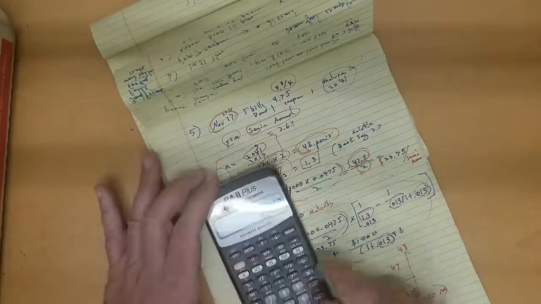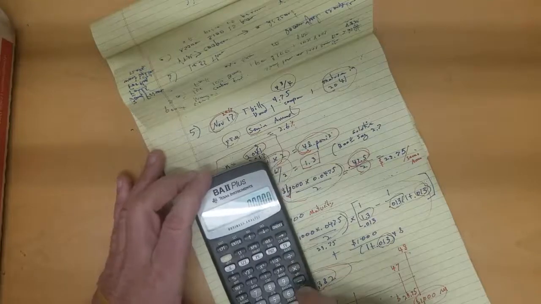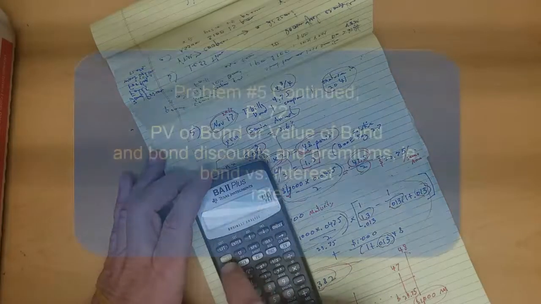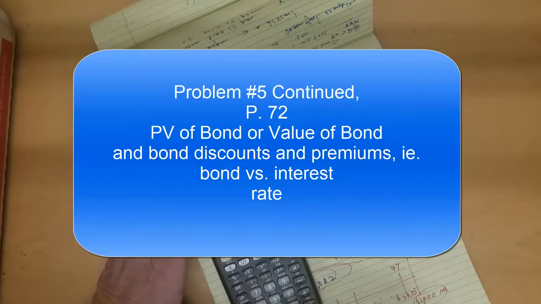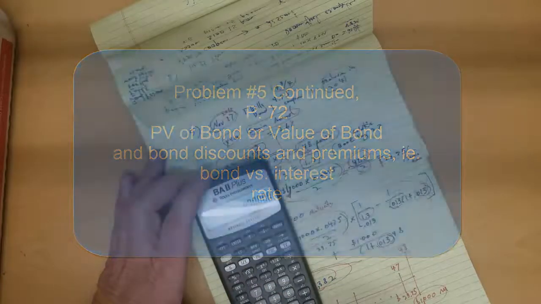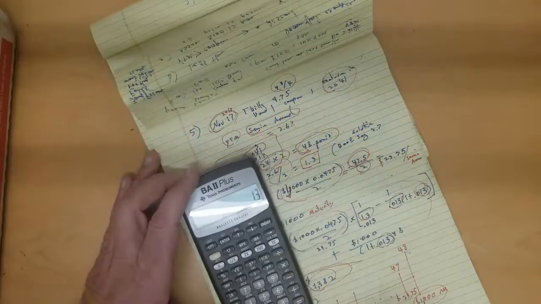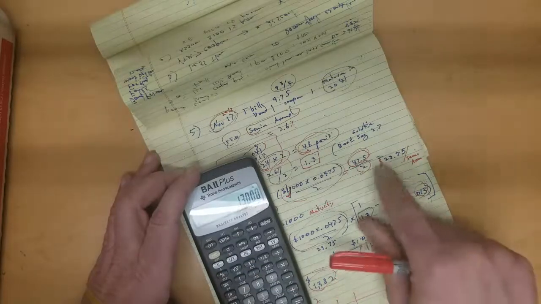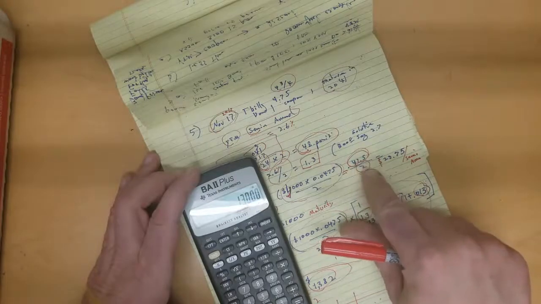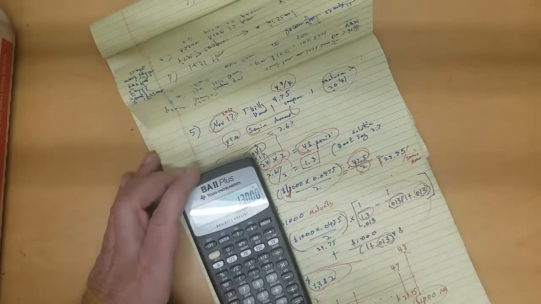So let's do this all together. You ready? All right. So let's do N equals 48. Yes, N equals 48. And you can do this in any order. 1.3 is our semi-annual discount rate, and I'm going to enter that right there. Payment, remember, is divided by 2. I had 47.5 divided by 2, 23.75. And that's my payment.